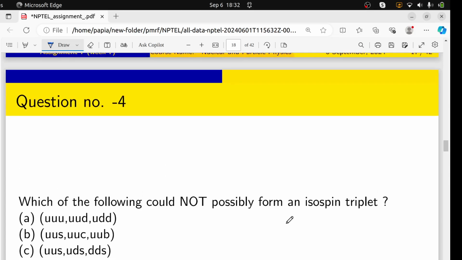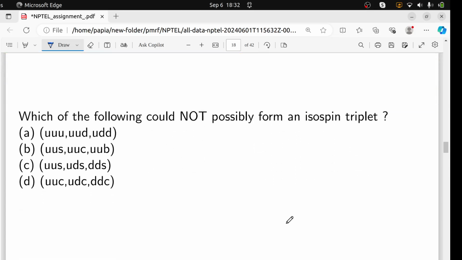Now coming to question number 4. Which of the following could not possibly form an isospin triplet? Could not possibly form. Okay, let's see the statement. Isospin triplet means in that family 3 members should be there. Isospin triplet means that one only. In this family 3 members should be there, and for this case I will be 1 only, because if I is 1, I3 will be minus 1, 0, plus 1, so 3 members will be there, right?